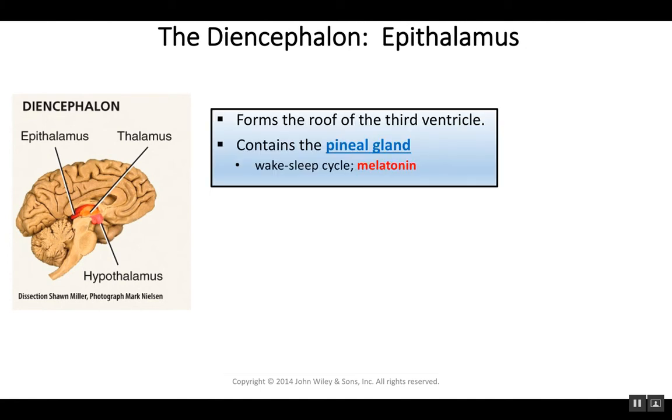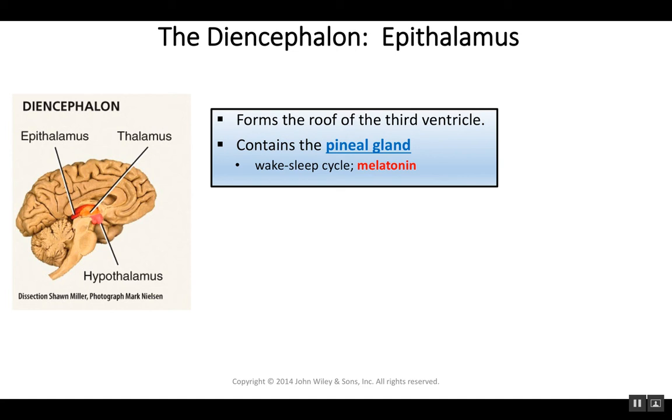The third area of the diencephalon is the easiest region to remember. It's known as the epithalamus. Epi referring to the fact that it's located kind of above and around the thalamus, but also it has a gland that projects posteriorly. That gland is known as the pineal gland. The pineal gland produces one hormone known as melatonin.